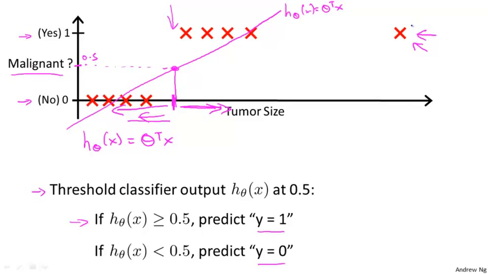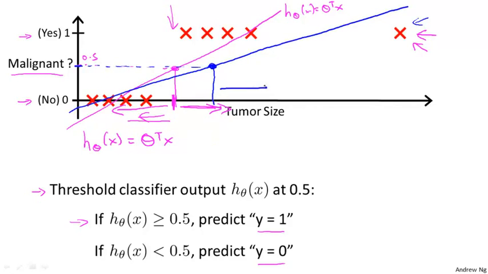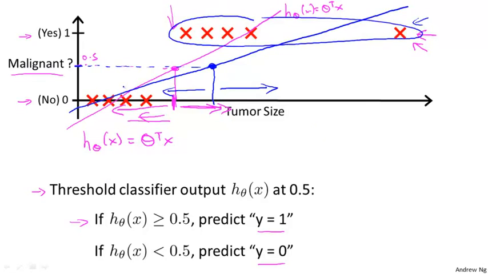But once we've added that extra example out here, if you now run linear regression, you will instead get a straight line fit to the data that might look like this. And if you now threshold this hypothesis at 0.5, you end up with a threshold around here, so that everything to the right of this point you predict as positive, and everything to the left of that point you predict as negative. This seems a pretty bad thing for linear regression to have done, right? Because these are our positive examples, these are our negative examples. It's pretty clear we really should be separating the two classes somewhere around there.